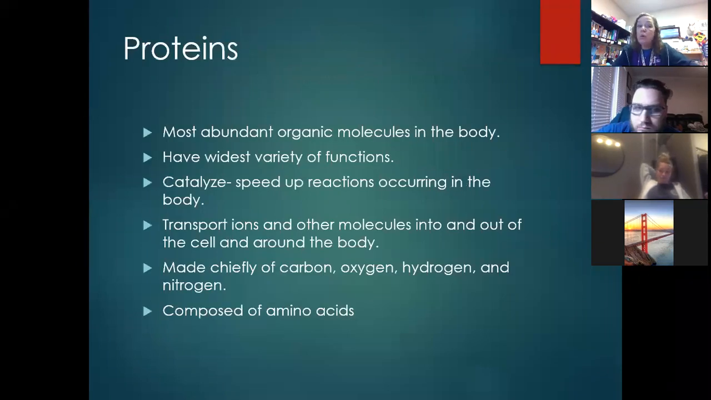So here we had our proteins, the most abundant molecule in the whole body, and it is composed of amino acids.